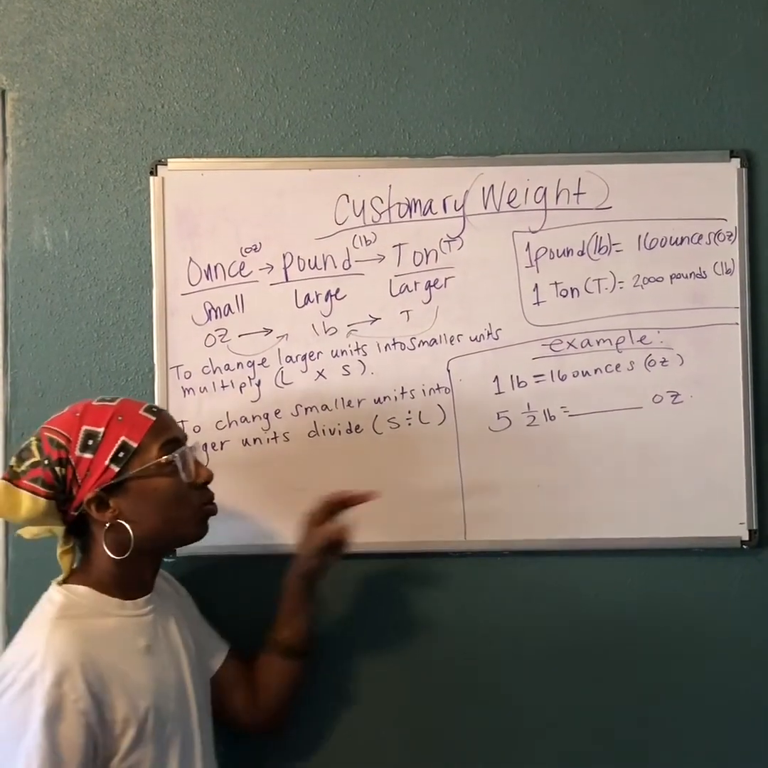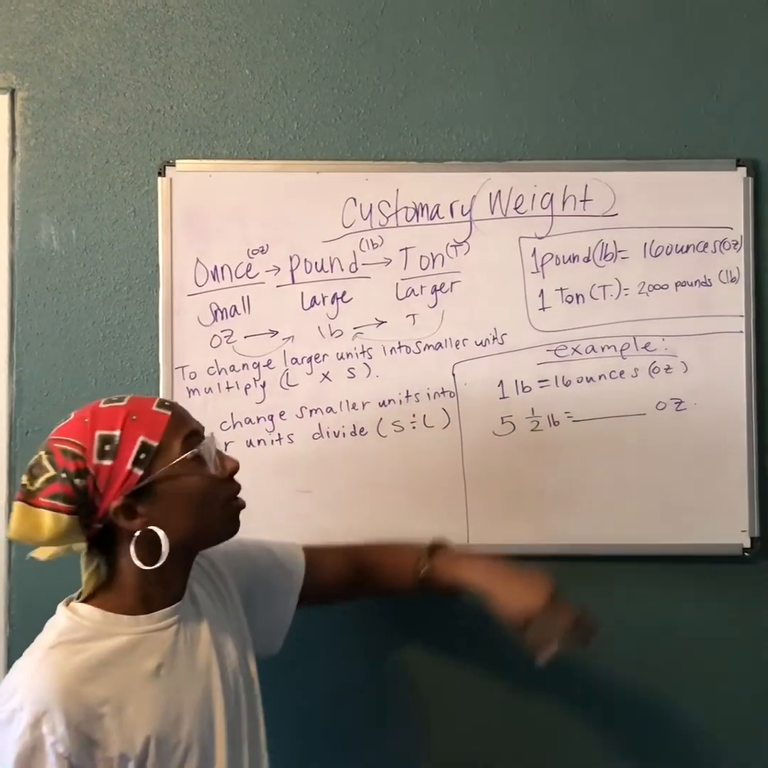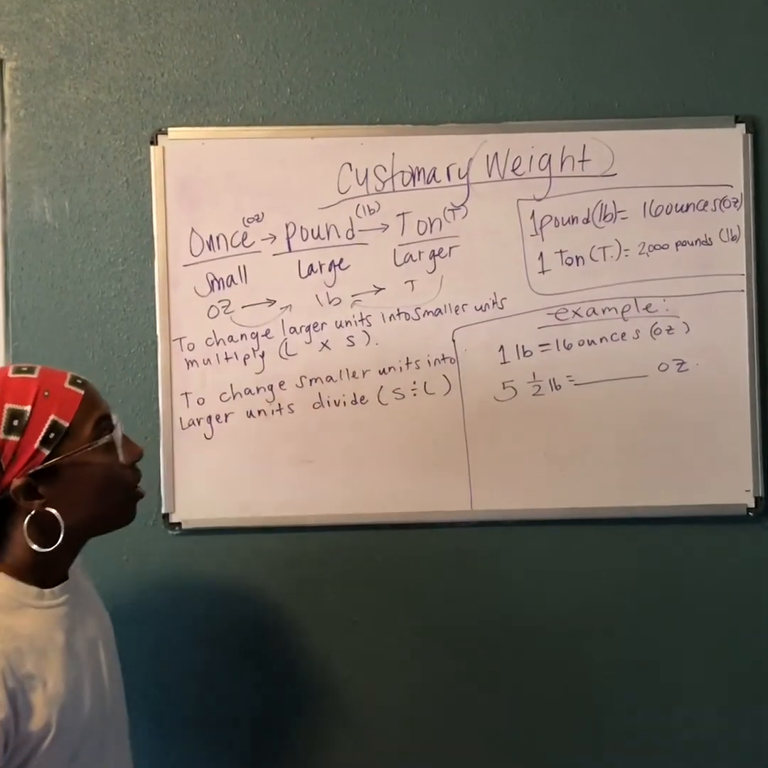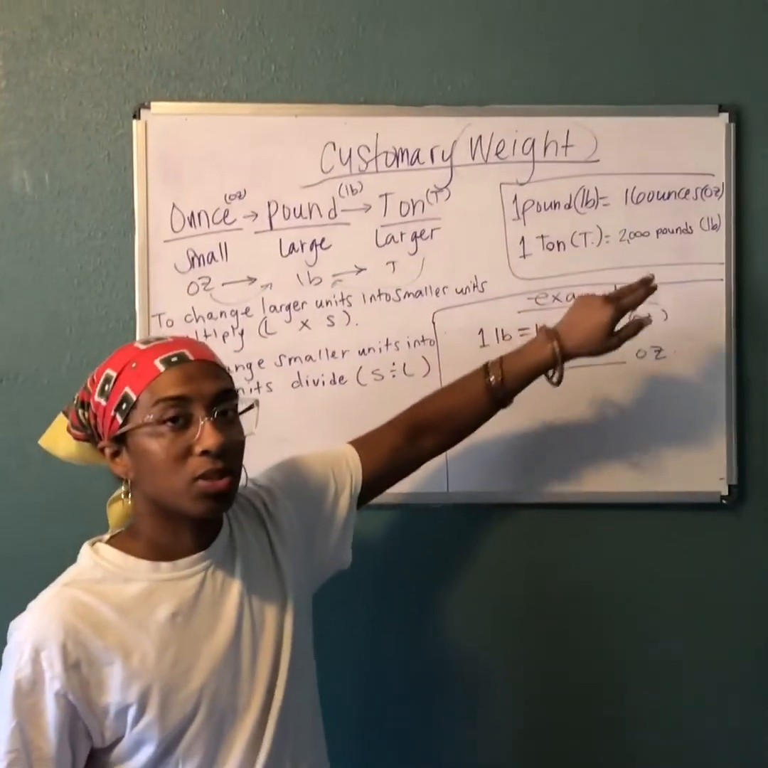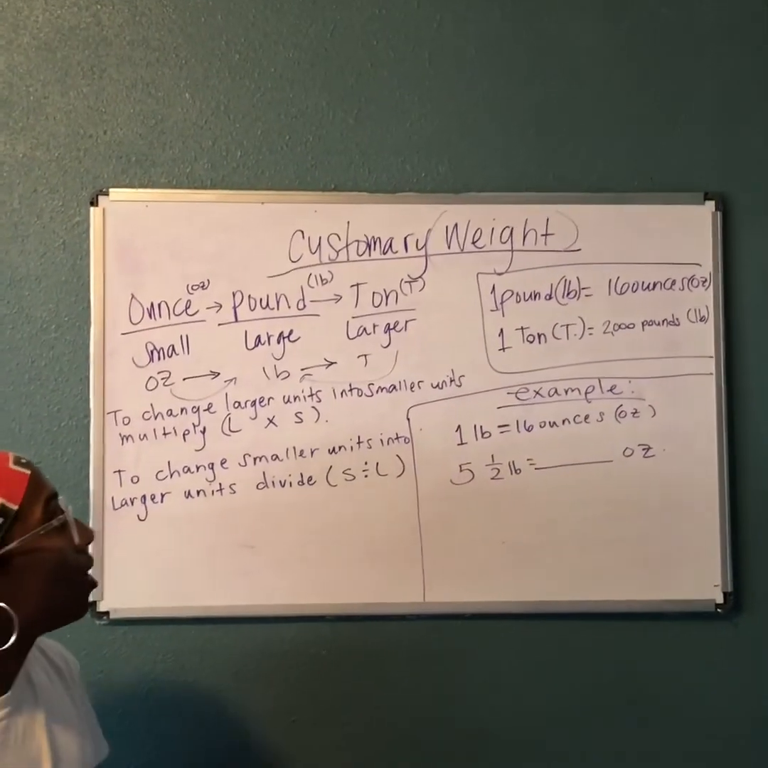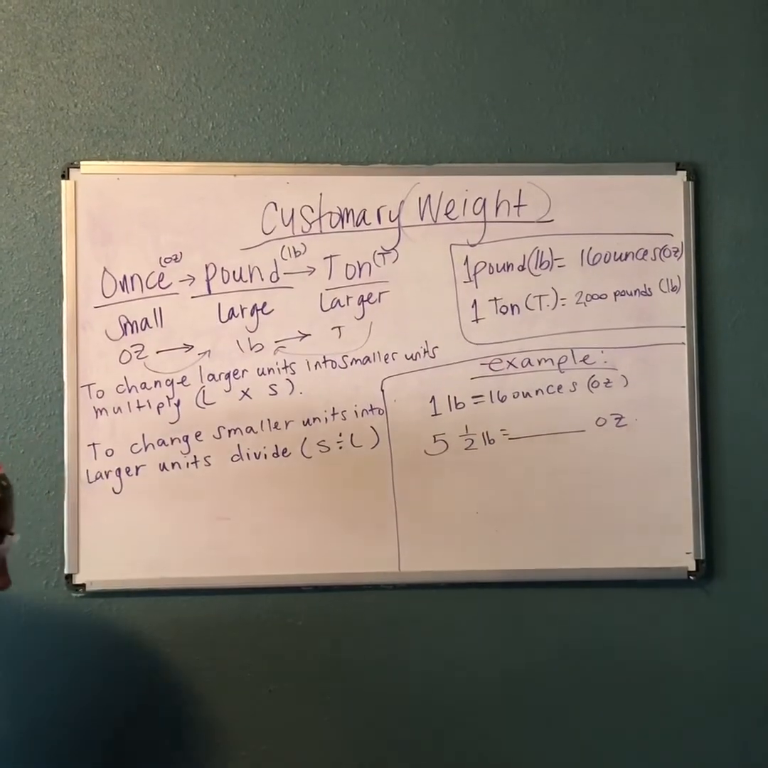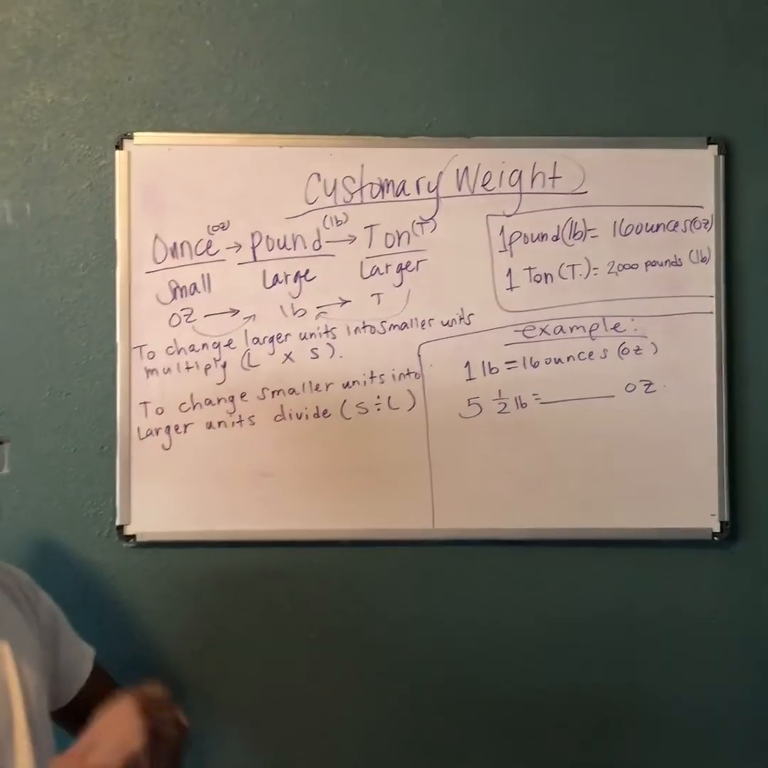Now I'm going to do an example with that over here. So this is our customary weight. 1 pound equals 16 ounces. 1 ton equals 2,000 pounds, okay? So that's the customary weight standard.